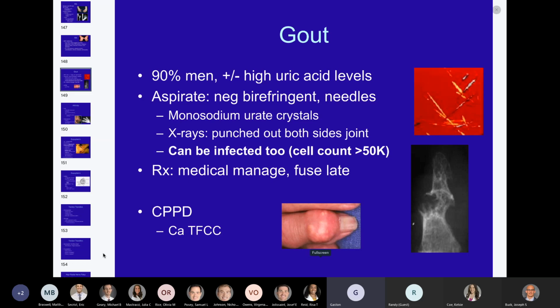Gout, remember, it's uric acid that's elevated in gout. It's negative birefringent needles. It's monosodium urate. They get punched out erosive lesions on both sides of the joint. You can also have superinfected gout, so be looking at your cell count from aspirates to help you differentiate that. Obviously, medically manage them, and late you might do a fusion. I already talked about it. Calcified TFCC, remember CPPD and pseudo-gout.